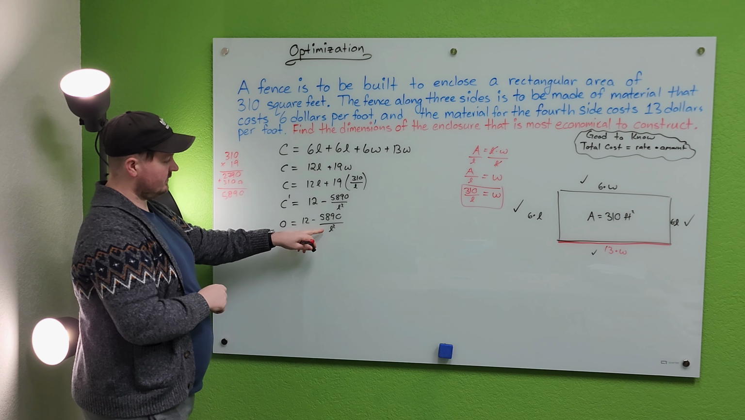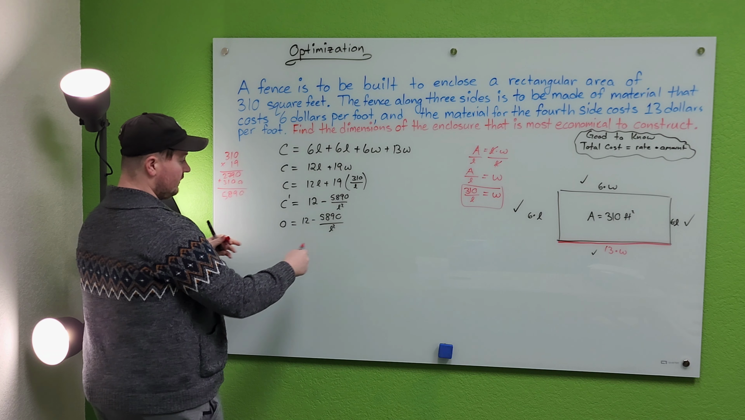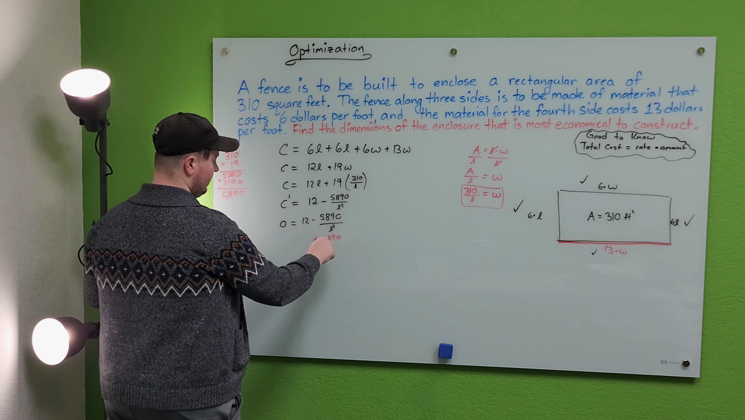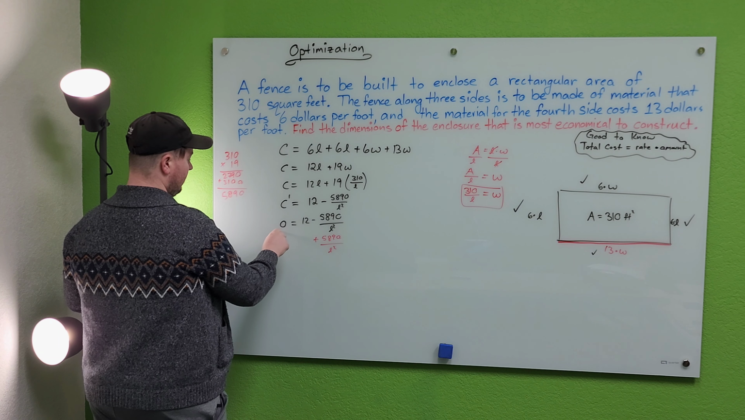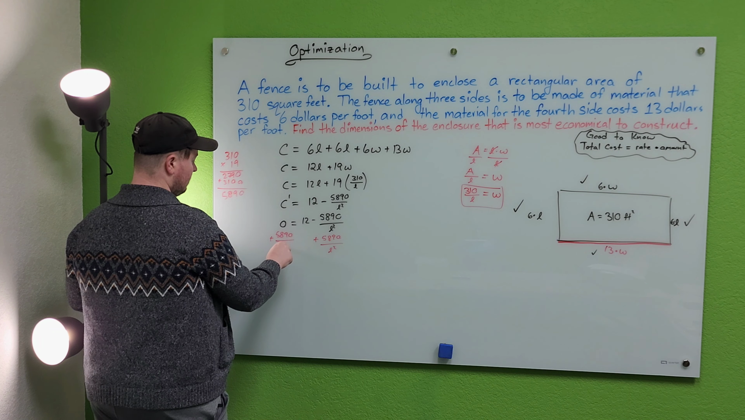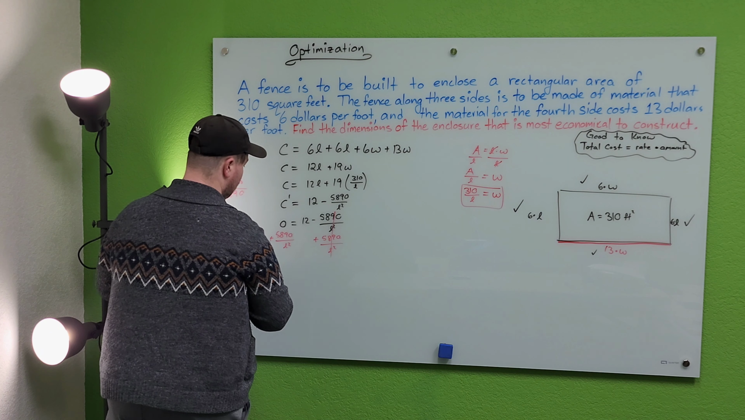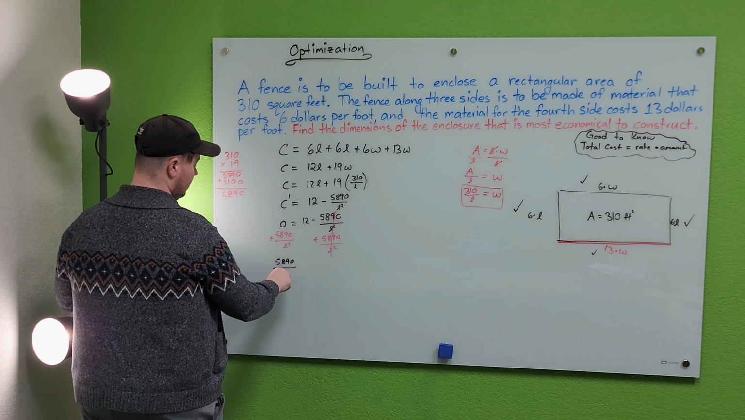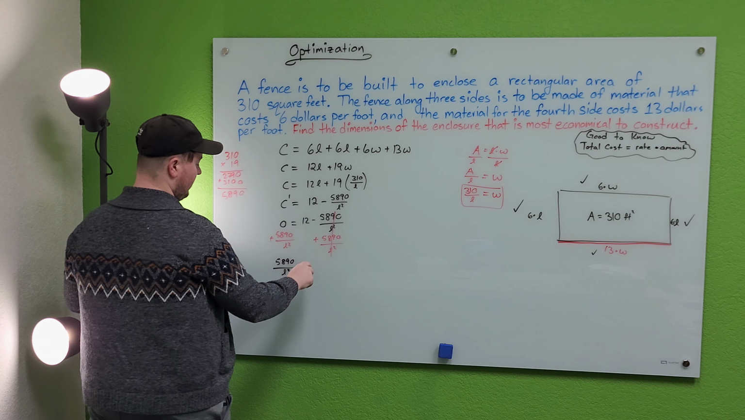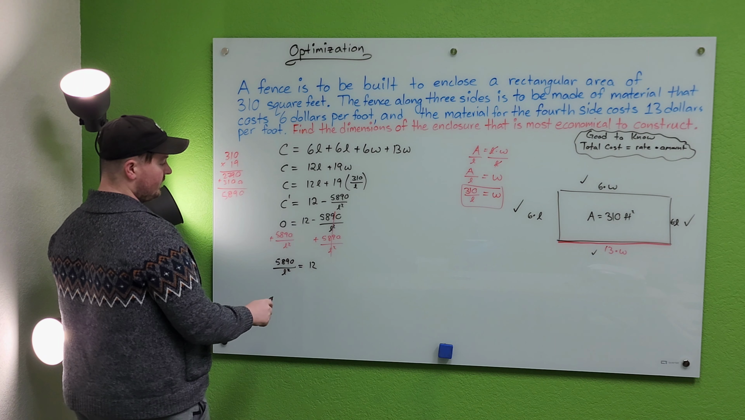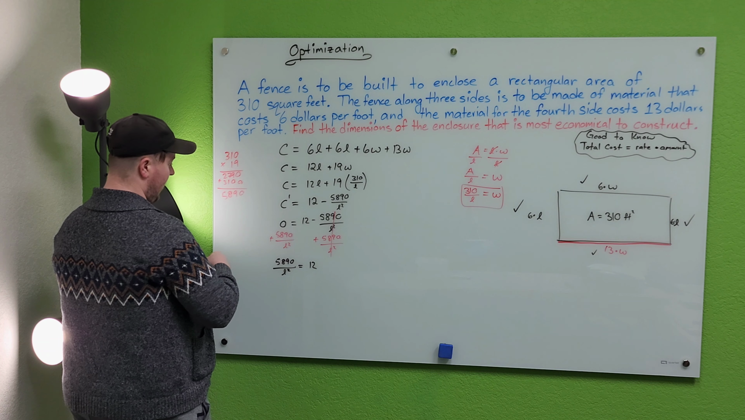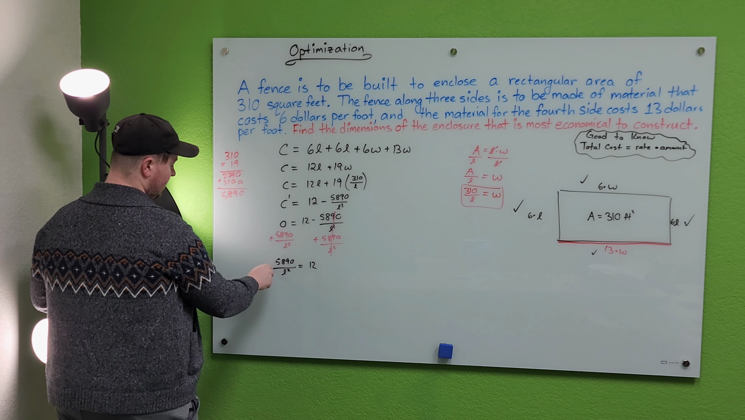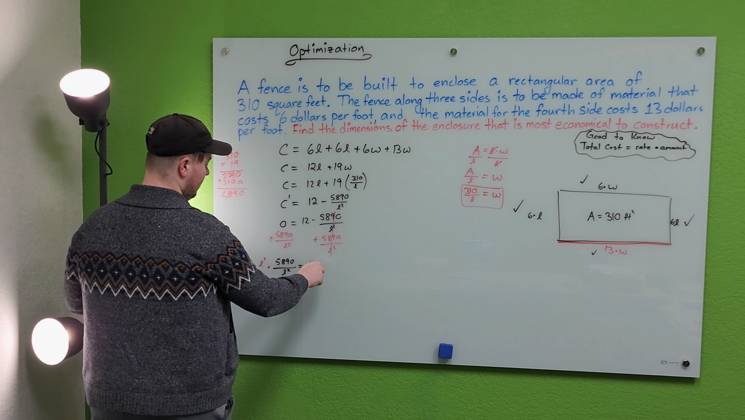Now since 12 is already positive, I want to make this positive while also working on solving for L by just adding 5,890 over L squared to both sides of the equation. And the reason I like to do this is because many people make mistakes when negatives arise in an equation. And this was a way for us to just get rid of a negative by adding instead of multiplying or dividing. Now we're solving for L right now, so we can multiply both sides by L squared.